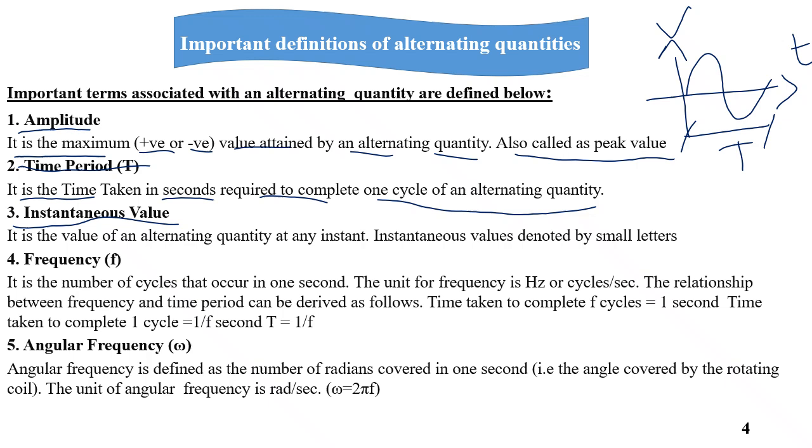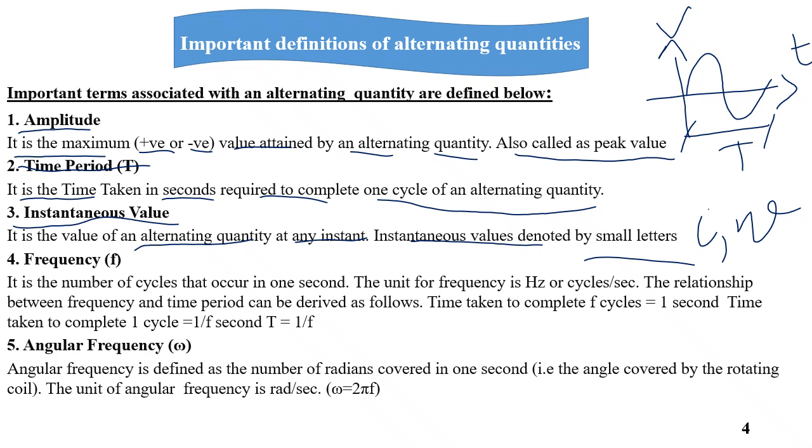Third, the instantaneous value. The instantaneous value is the value of an alternating quantity at any instant of time. We denote the instantaneous value by a small letter for current or voltage.